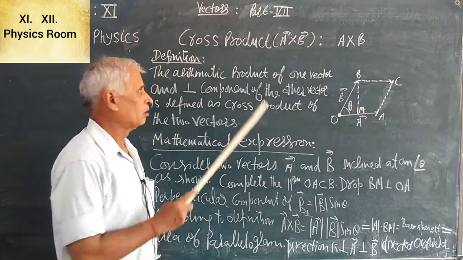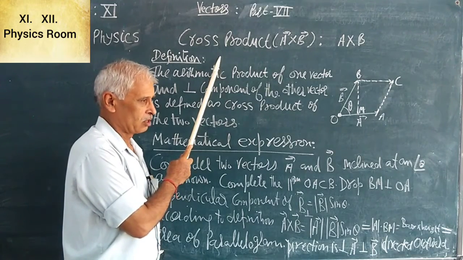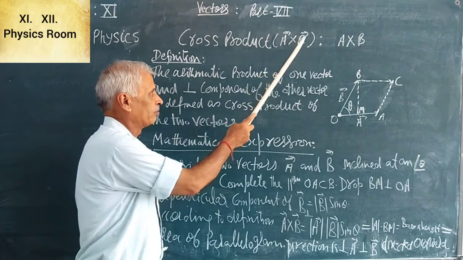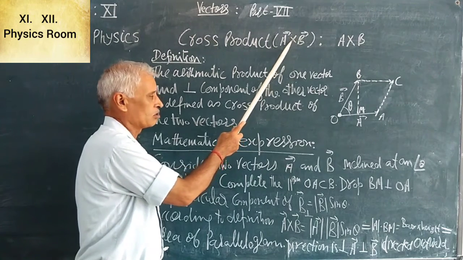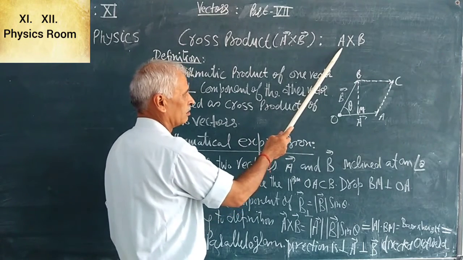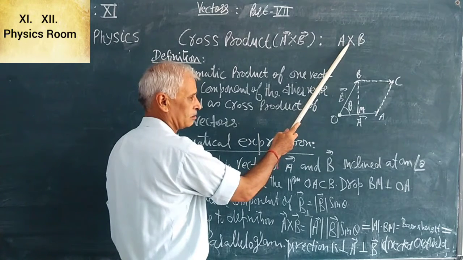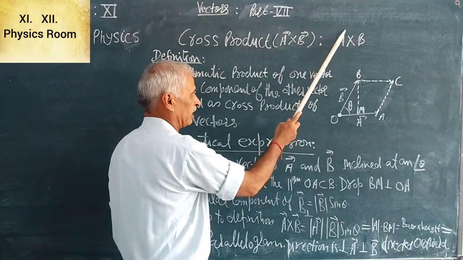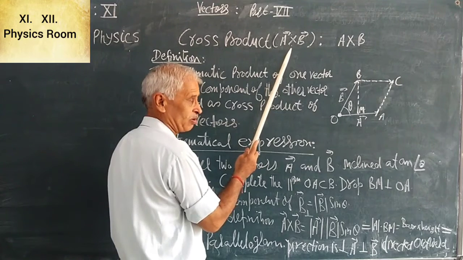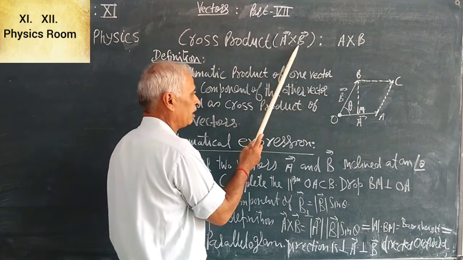Today we take up the next topic, cross product of two vectors. So A cross B is the cross product. In mathematics, A dot B is the simple product. If we put arrows over A and B, then it becomes the vector product or cross product. We pronounce it as A cross B.